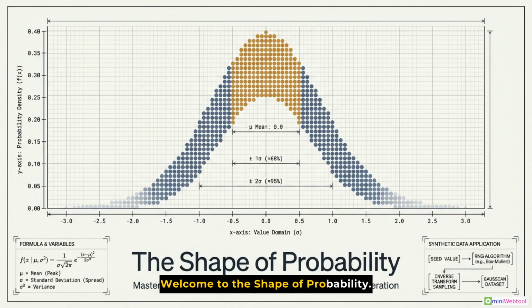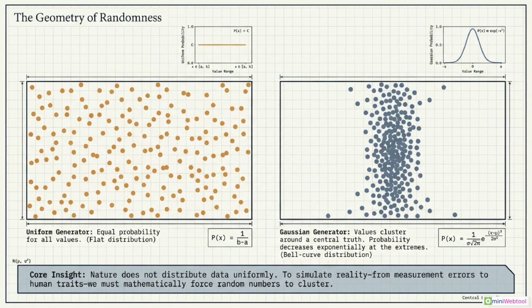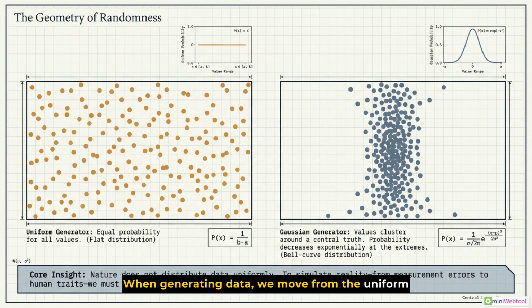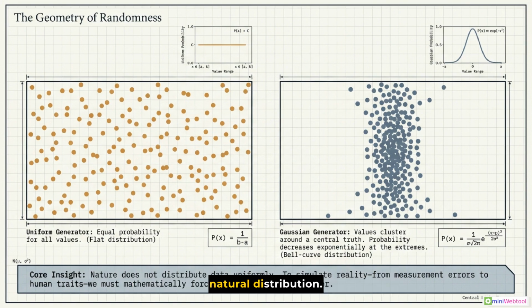Welcome to the Shape of Probability. This video will explore the Gaussian distribution and its use in synthetic data generation, focusing on the core variables and mathematical formulas. When generating data, we move from the uniform generator, where all values have equal probability, to the Gaussian generator, where values cluster around a central point, mirroring natural distribution.